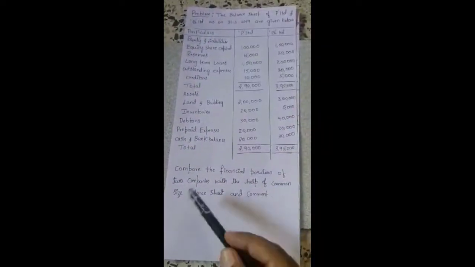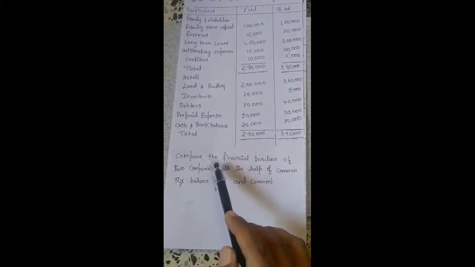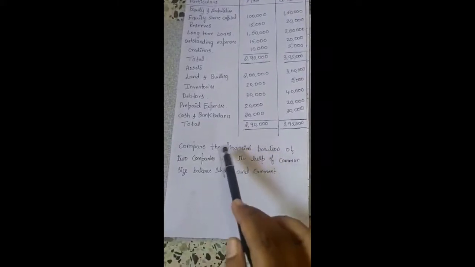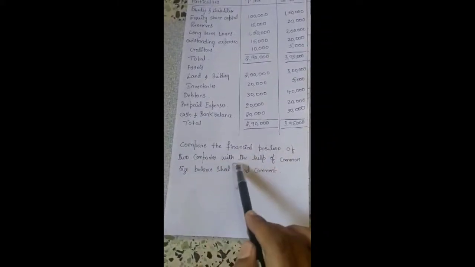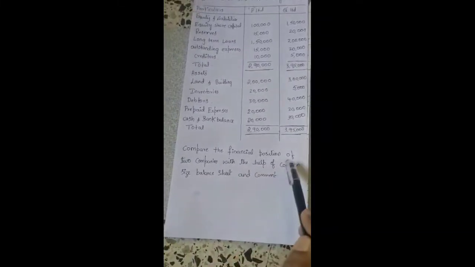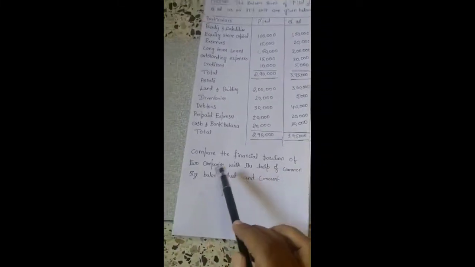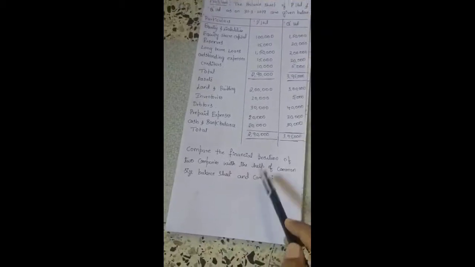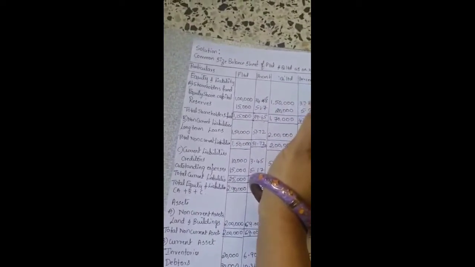Then we will convert it into percentage. They have asked us to compare the financial position of the two companies with the help of common size balance sheet. They have asked us to prepare common size balance sheet and comment. So we will start solving it. Mention the heading as common size balance sheet of P Limited and Q Limited as on 31st March 2019.